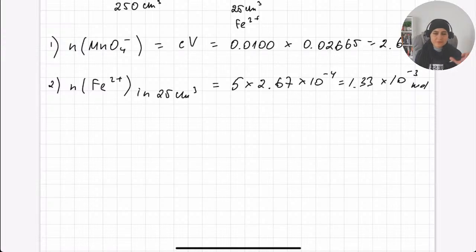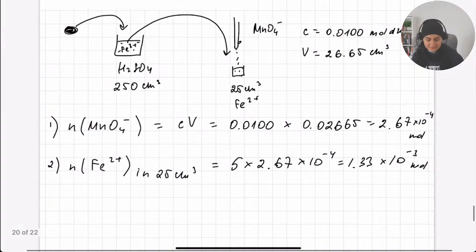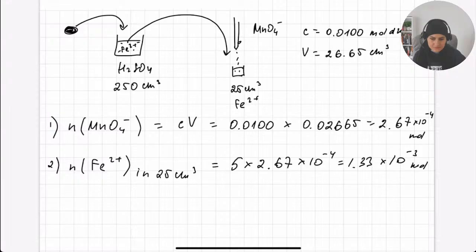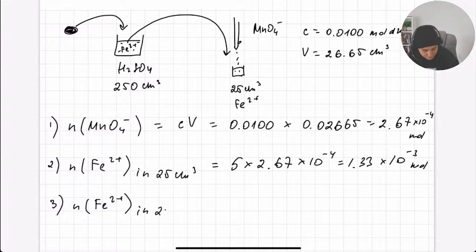That's the moles of iron in 25 cubic centimeters, but the entire tablet was dissolved in 250. What does it mean? It means that to find the moles of iron in the tablet, I have to find the moles of iron in that beaker. Since I only titrated 1/10, I had 250 cubic centimeters of the solution and only titrated 25. So essentially, I found 1/10 of the moles of iron 2 plus in the initial tablet. So to find the moles of iron 2 plus in 250 cubic centimeters, I would have 10 times more iron 2 plus ions, because the volume is 10 times larger. So I would do 1.33 times 10 to the negative 3 times 10.